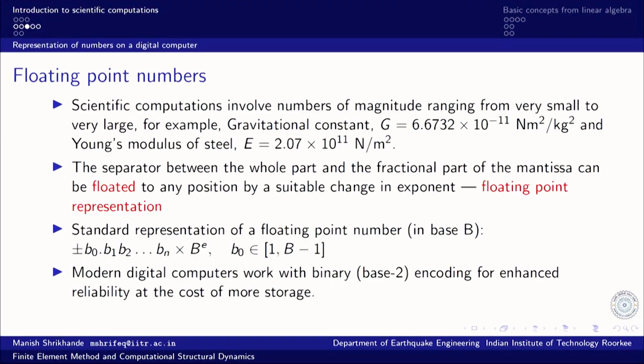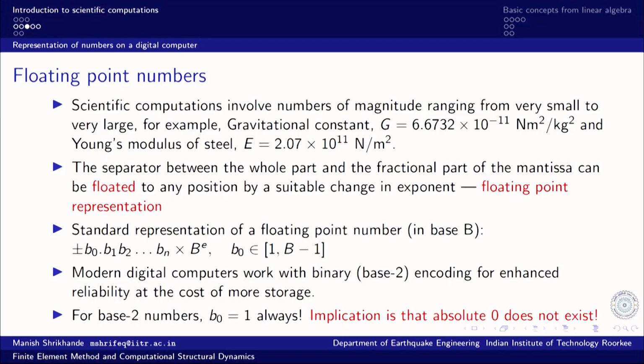Now, what happens in case of binary representation? Digital computers work with binary, base 2 encoding, for enhanced reliability, and of course, binary coding requires more space to store the information. The cost of storage is coming down, it really does not cost much to store now. So, we can actually have large storage, and the reliability of computers is much more.